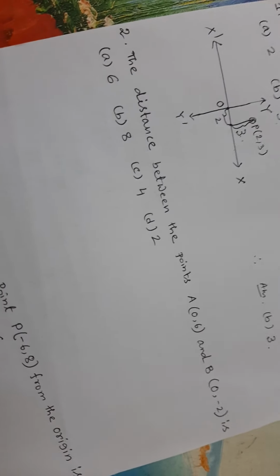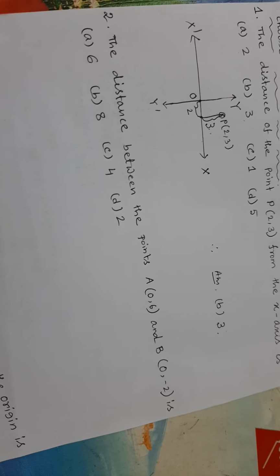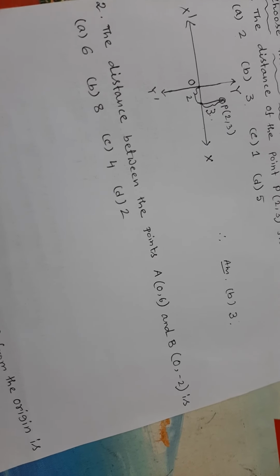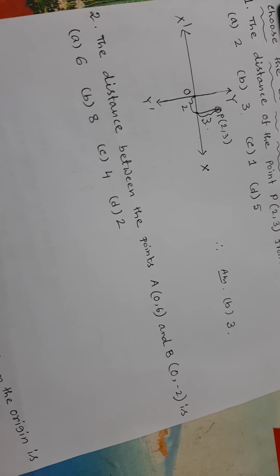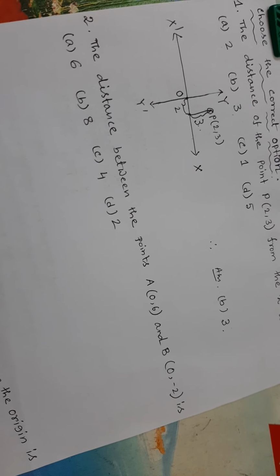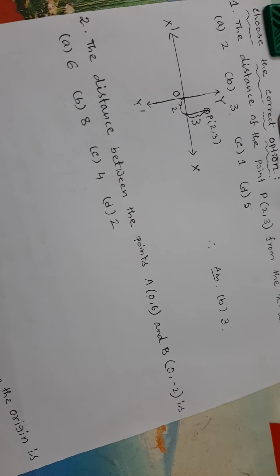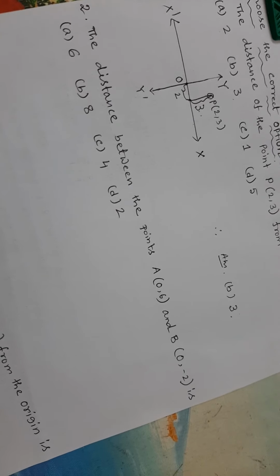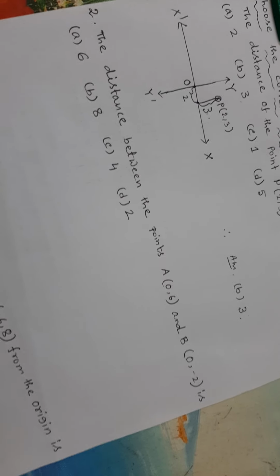Next, question number 2. The distance between the points A(0, 6) and B(0, -2) is: first option 6, second option 8, then 4, and last option 2. The question is the distance between the points (0, 6) and (0, -2). Two points are given, find the distance. So use the distance formula.